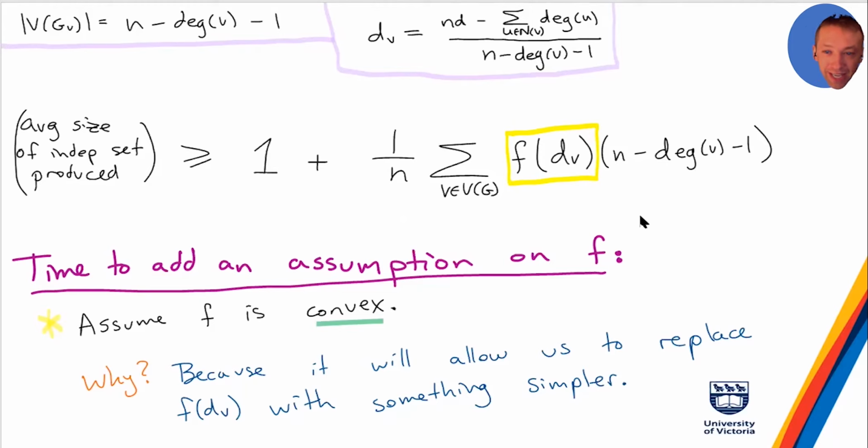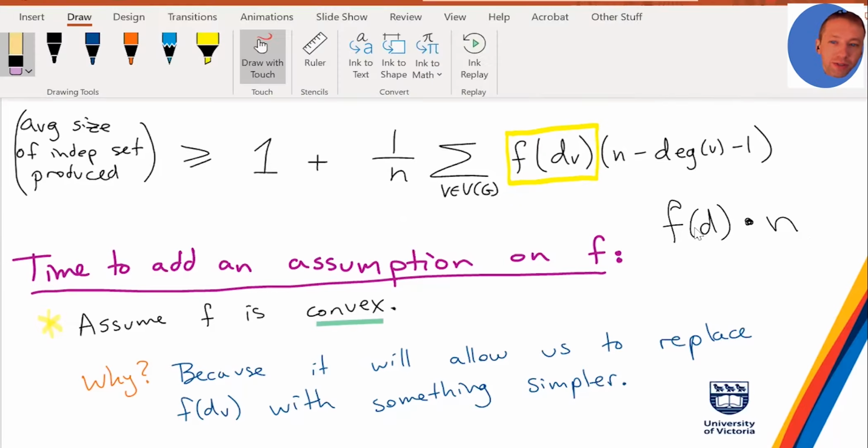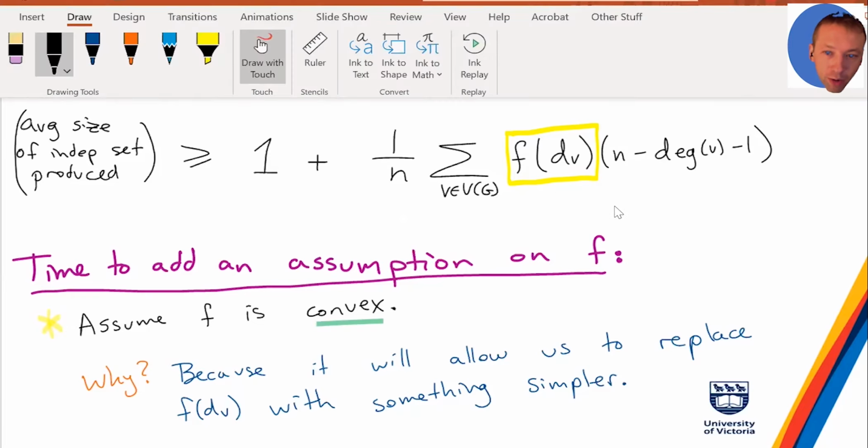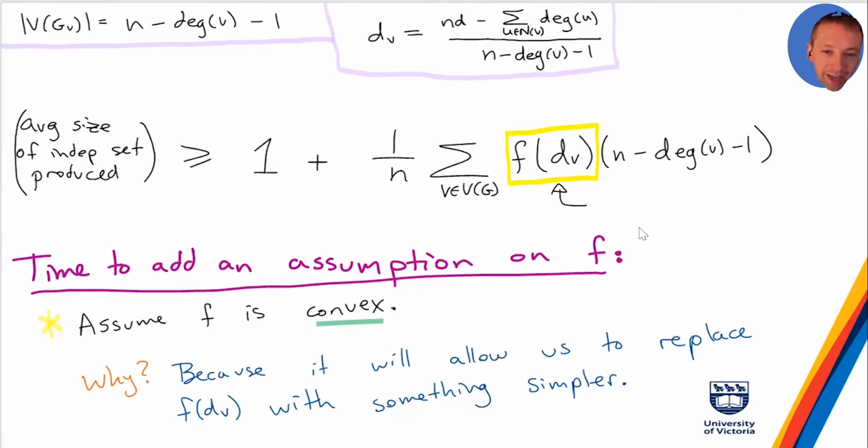If it had an f of d somewhere, I'd like that, because that's the lower bound I'm trying to get. I'm trying to get f of d times n. But I've got f of d(v), and that differs for every vertex v, and that's confusing. So I want to assume that f is convex, and by assuming that, I'm going to be able to prove some kind of inequality to make it look more like an f of d. I want to replace this with something that involves just d, not d(v), although I won't completely be able to do that, but we'll see what happens.